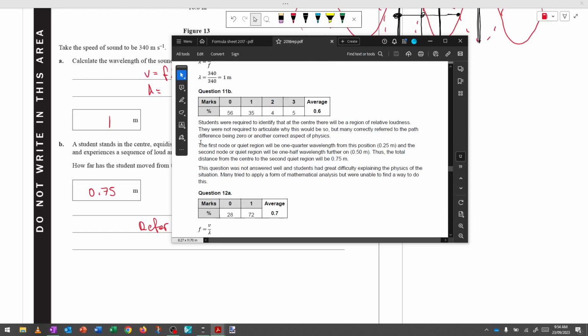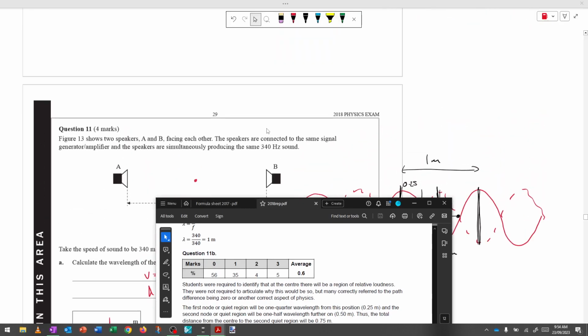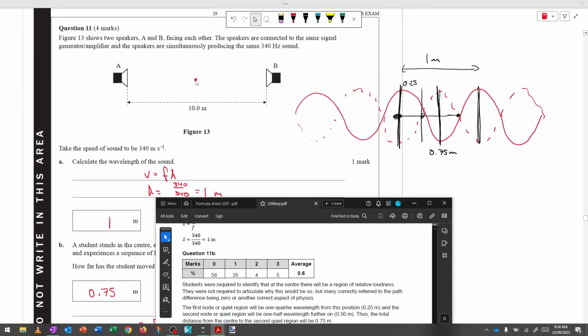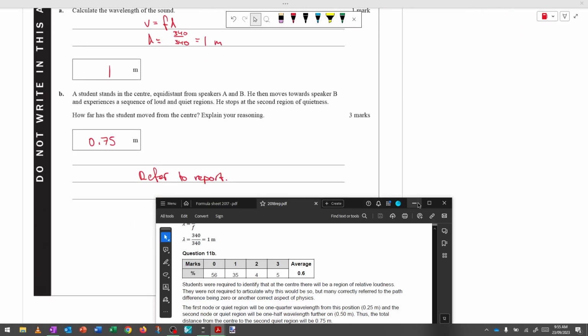So it was 3 marks. 1 mark, I guess, for the number, and then another 2 marks for explaining what was going on. So 1 mark, I guess, for the explanation would come from identifying that the center would be a loud region, and then the second mark would come from somehow explaining that the standing wave has a wavelength of 1 meter. The first quiet region happens at 1/4 of a wavelength. The next quiet region happens at 3/4 of the full wavelength. Okay, so that's your 3 marks there.